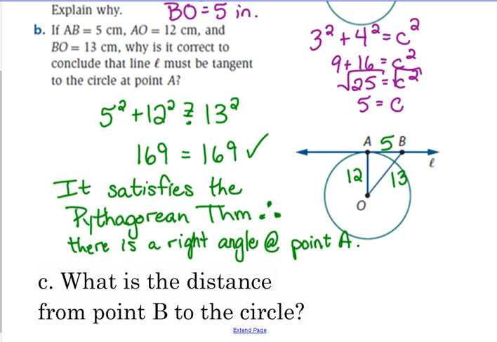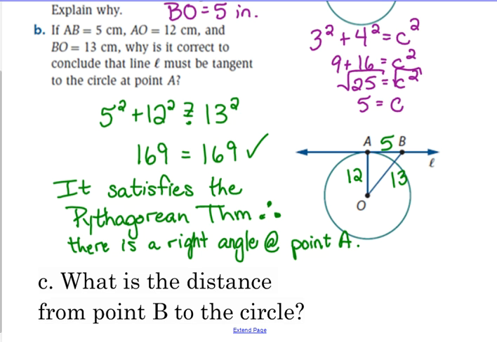All right, I added a question to this. What is the distance from point B to the circle? Anybody know? What's that distance right here? 3. Where did 3 come from? You just guessing? Is it right? No, it's not right. It's 1.